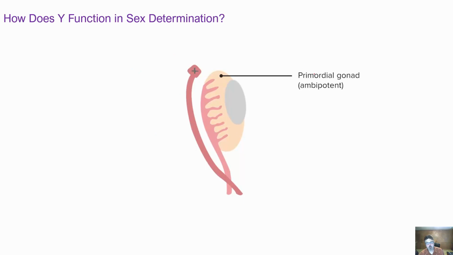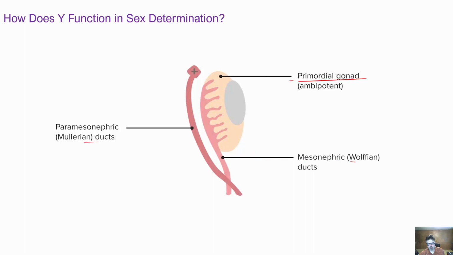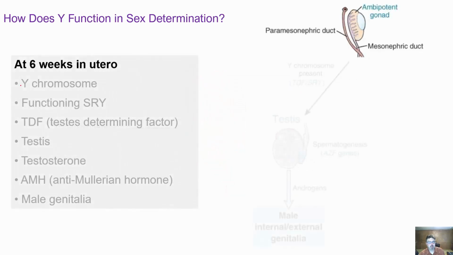Now, to understand this, we're going to start with a primordial gonad, and this is ambipotent. So this can either become the testis or the ovary, depending on how it's affected. And you'll notice that we have a couple of tubes associated with it that will determine or partially determine how this develops. Here we have what we call the paramesonephric duct. The old name for this was the Mullerian duct. And then over here, we also have a mesonephric duct, and the old name was the Wolffian duct. So, two different ducts to deal with; the paramesonephric or the mesonephric duct will influence the formation of this ambipotent gonad.